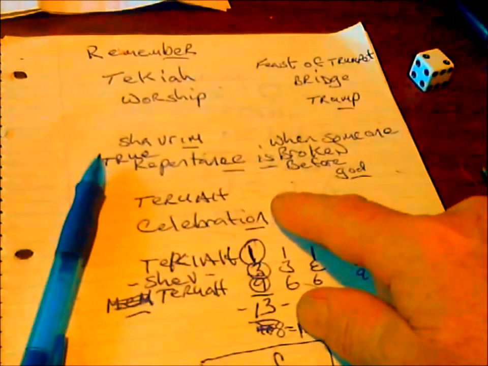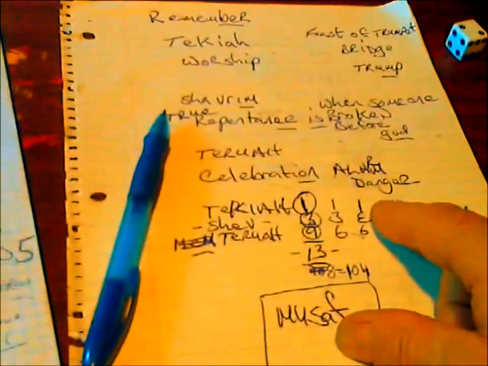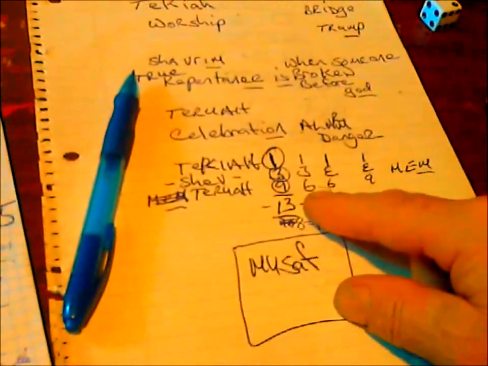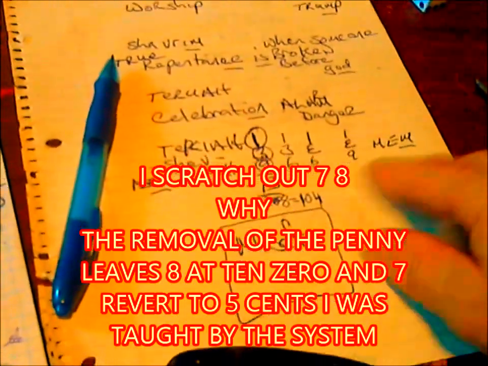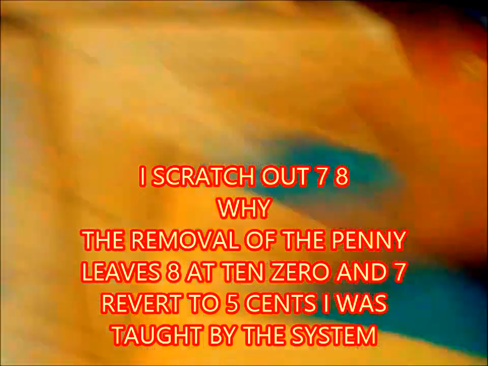Tekiah, to worship. Shevarim, the true repentance. Broken toots. Teruah, the celebration, the alarm, and the danger. Tekiah, Shevarim, 1, 3, and 9 toots, 1, 3, 6, 1, E6, 1, E9, Mem. Musaf. So I can tell you a little bit about this because all I need is sound.